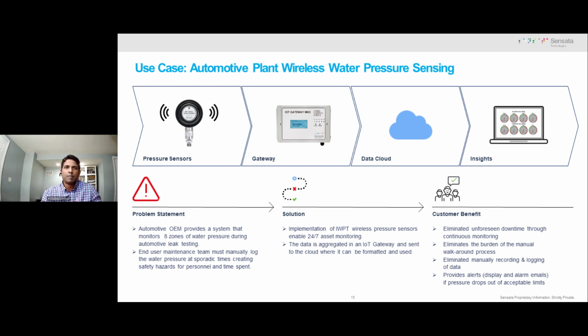The benefits of the system were that it eliminated unforeseen downtime through continuous monitoring. It removed the burden of the manual walk-around process, eliminated the manual recording and logging of the data, and also provided alerts, for example, at the display, and then also email alerts if the pressure drops out of an acceptable limit. Avoiding downtime because of continuous monitoring and sharing of this data minimized the cost and also made the OEM look good.